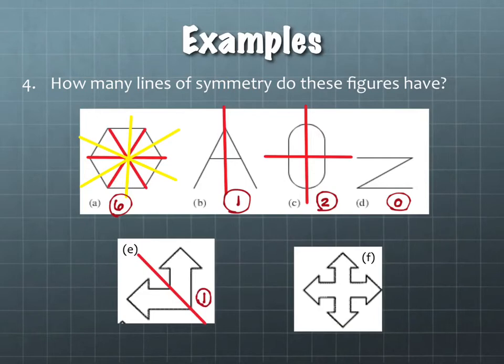It's the only one. How about F, that looks kind of like a fancy plus sign or arrows in all directions or whatever? There are 4. So you should have the top to bottom and left to right. And then you should also have the ones that look an awful lot like the last problem where it cuts it along those corners. And we end up with 4. Kind of fun, right? Lines of symmetry.